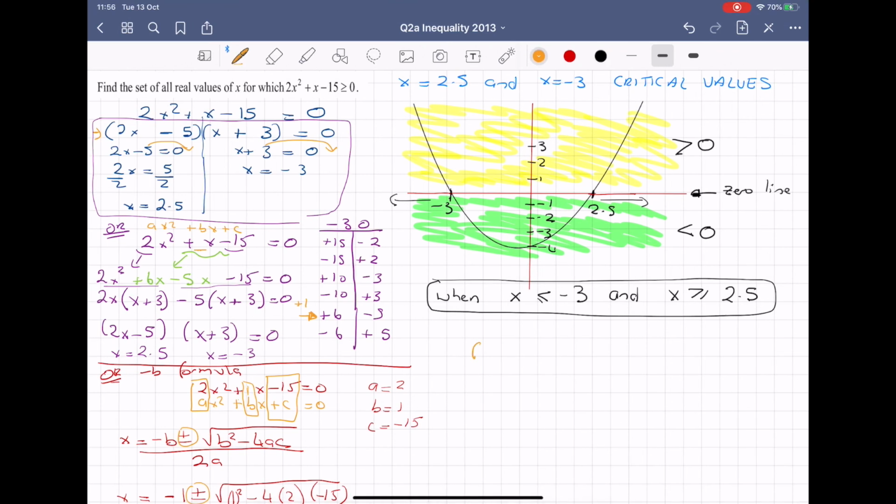If the question had been when is 2x squared plus x minus 15 less than or equal to 0, then it would have been when the graph is in this green highlighted section here, and my answer would have been when x lies between minus 3 and 2.5. That's not what you were asked. It's what's up here in black. This is your answer.